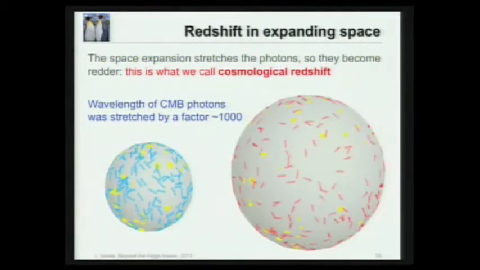But before that, these photons had an energy that was much higher, 1,000 times higher than they have today, and this is because the space expansion stretches the photons, so the wavelength of the photon becomes larger and their energy lower, and this is called the cosmological redshift. So the factor of stretching from there until now is of the order of 1,000.